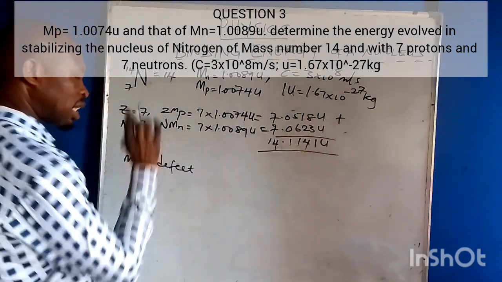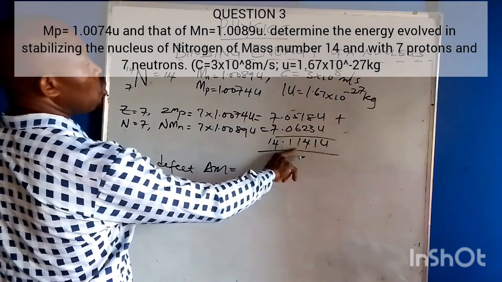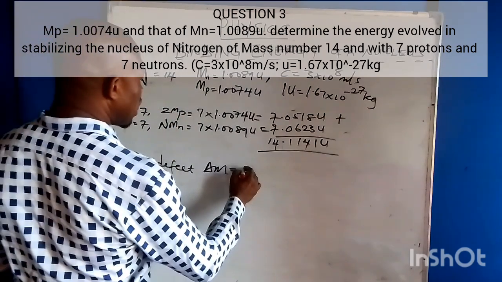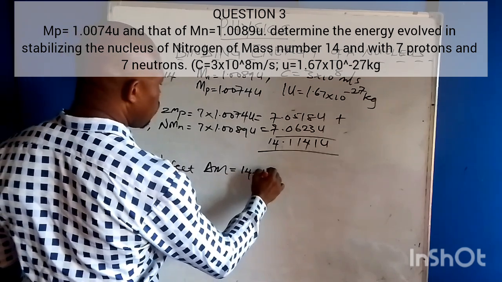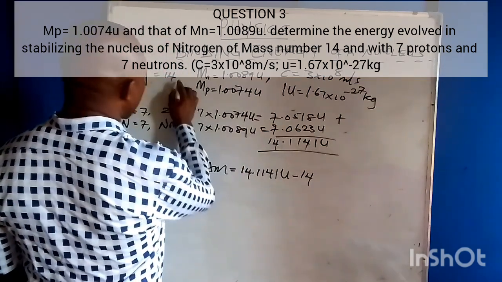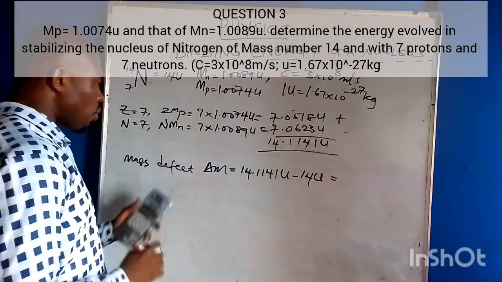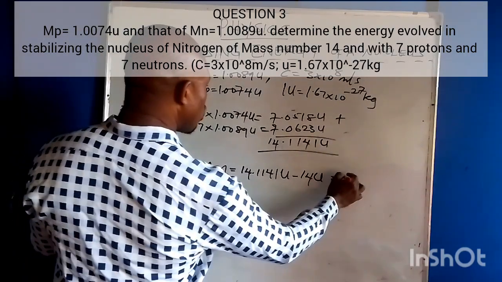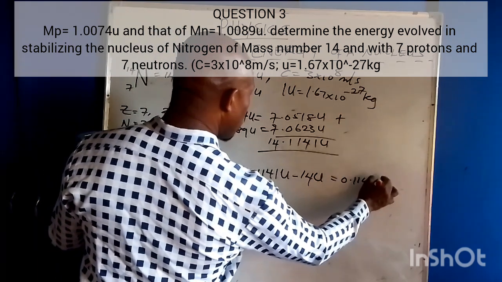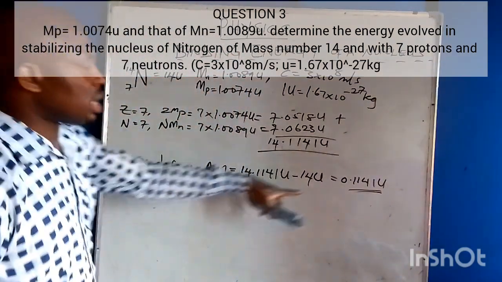Now, mass defect. After adding, the next thing is mass defect, delta M. Delta M is mass of the particles minus mass of the nucleus, which is 14.1141 U minus 14. Of course, there should be U here. Even if they did not put it, we'll put it here. U, which will now give, if we subtract this from this, 0.1141 U. Okay, so this is our mass defect.